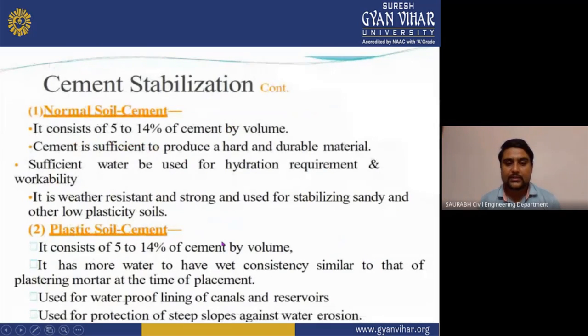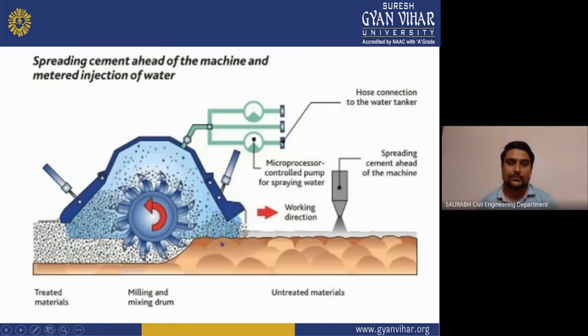It consists of 5 to 14% of cement by volume. It has more water to have a wet consistency similar to that of plastering mortar at the time of placement. Used for the waterproof lining of canals and reservoirs. Used for the protection of steep slopes against water erosion.